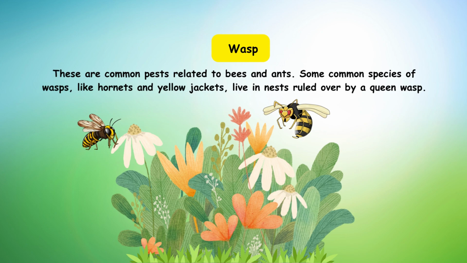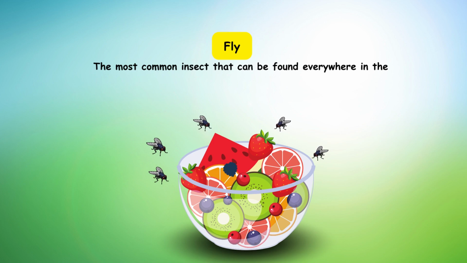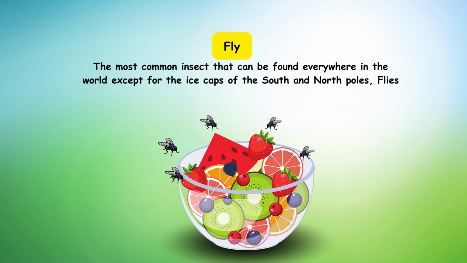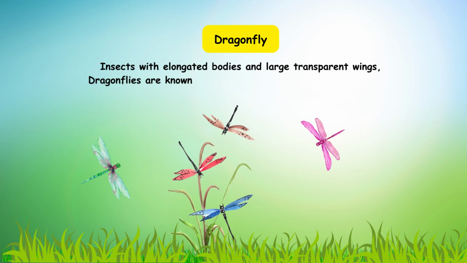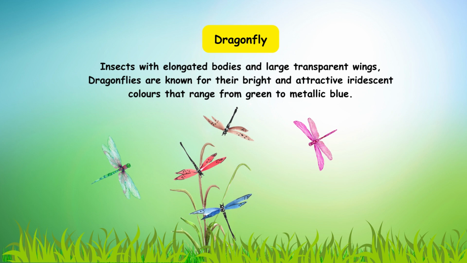F-L-Y, fly. The most common insect that can be found everywhere in the world except for the ice caps of the South and North Poles, flies have the ability to taste with their feet. D-R-A-G-O-N-F-L-Y, dragonfly. Insects with elongated bodies and large transparent wings, dragonflies are known for their bright and attractive iridescent colors that range from green to metallic blue.